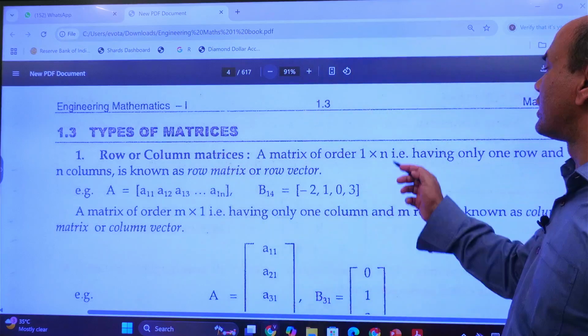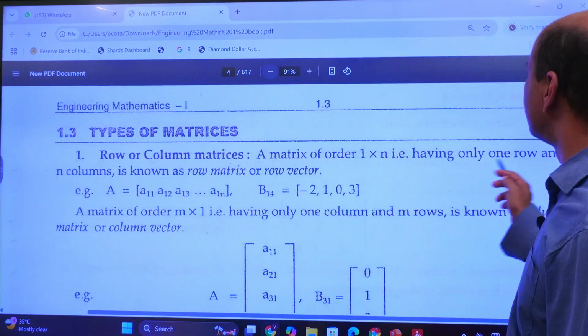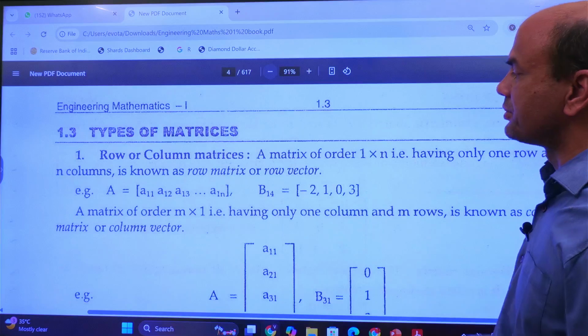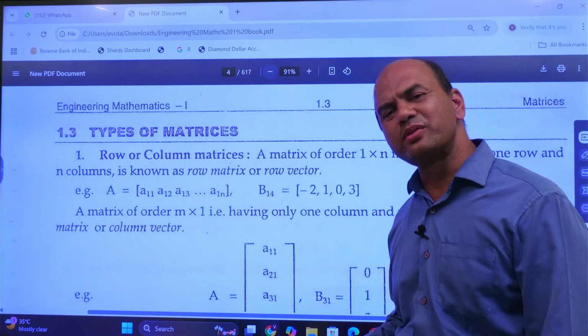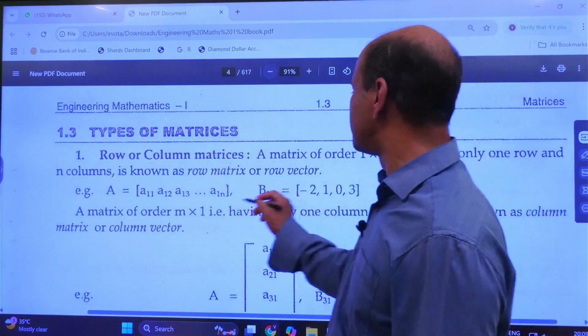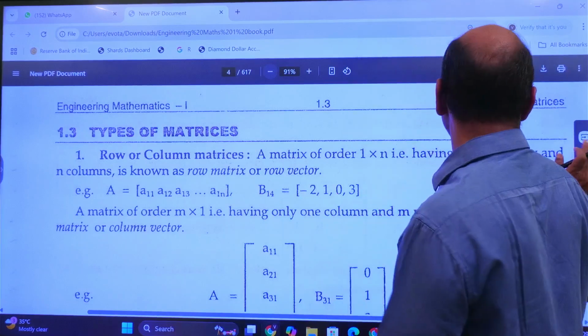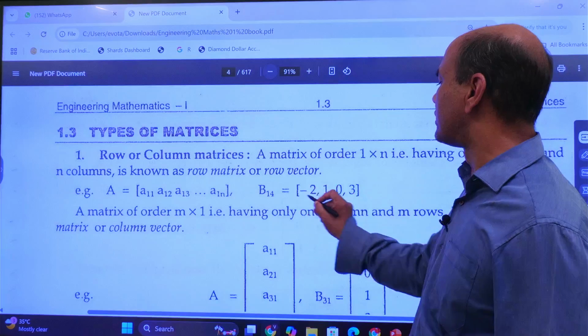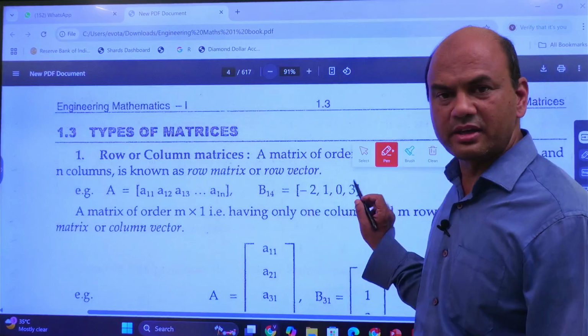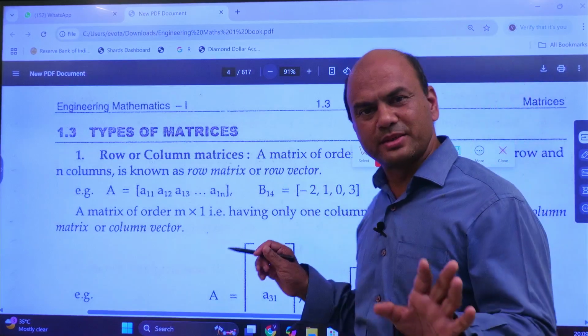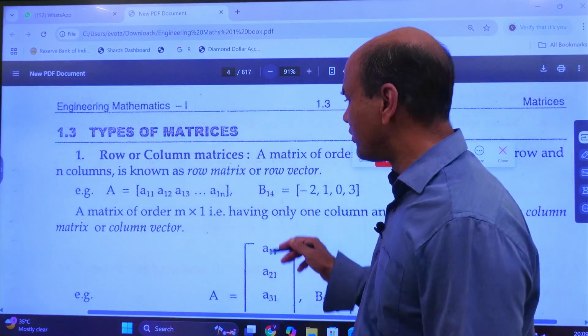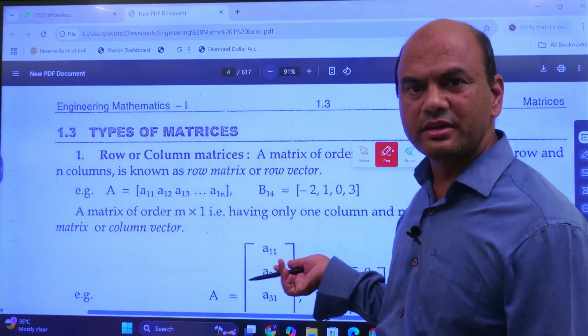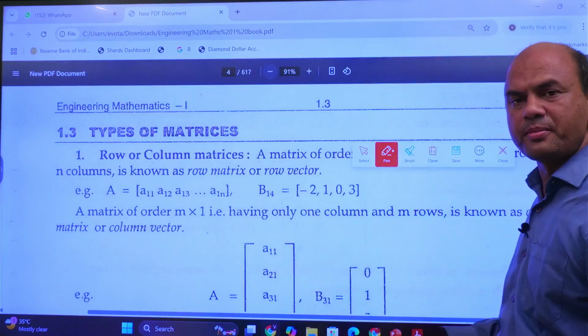A matrix of the order 1 by n, or having only one row and n columns, is known as a row matrix. Means what? Only one row. See this one, this part. One row, only one row. Clear? This is simple. See, simple terms will move fast. What is the column matrix? Reverse. Okay, only one column, many rows.